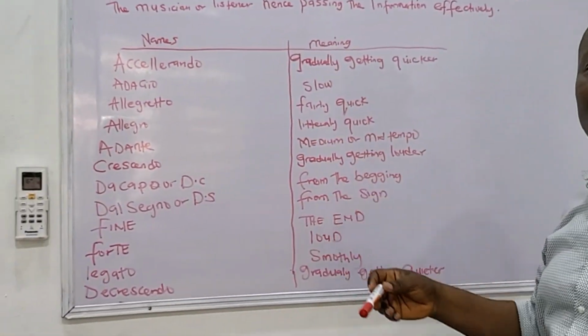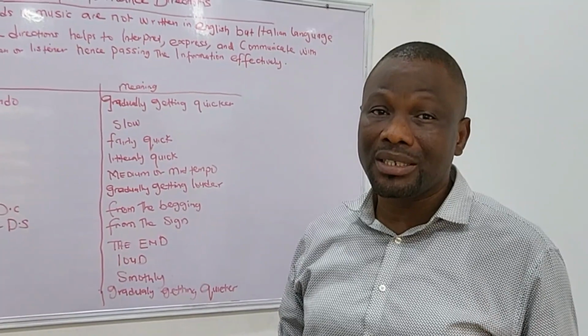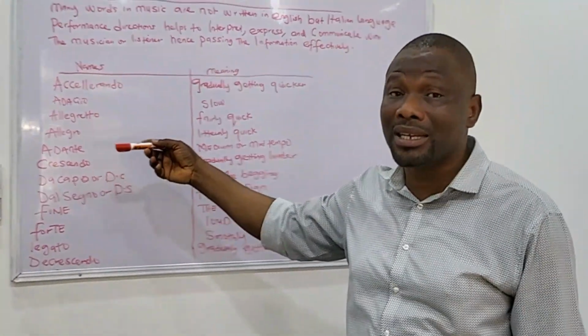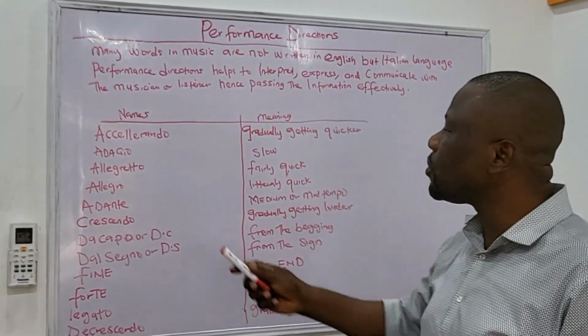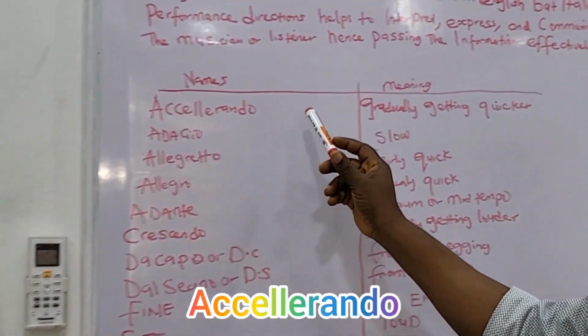This is just the first phase. We're going to go to maybe 3 or 4 phases. They have a lot of words in Italian with their meaning. So we're going to be starting with this very first one called accelerando.